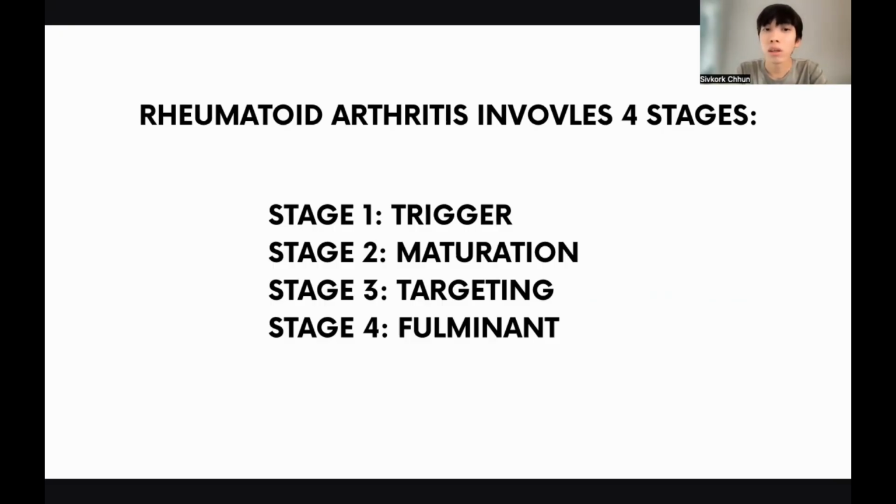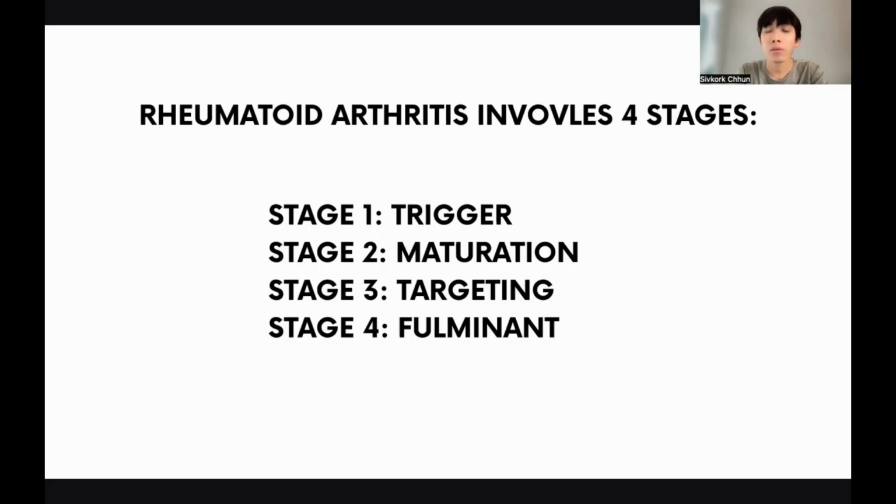And then stage 2, it's maturation, when the genetically susceptible become infected by bacteria or viruses. Then stage 3, targeting, when it targets visceral organs like the oral mucosa, lung, mouth, and gastrointestinal tract. And then stage 4, the hyperplastic synovium, so it spreads to the bone, causing cartilage and bone damage, bone erosion, systemic consequences, and swelling.